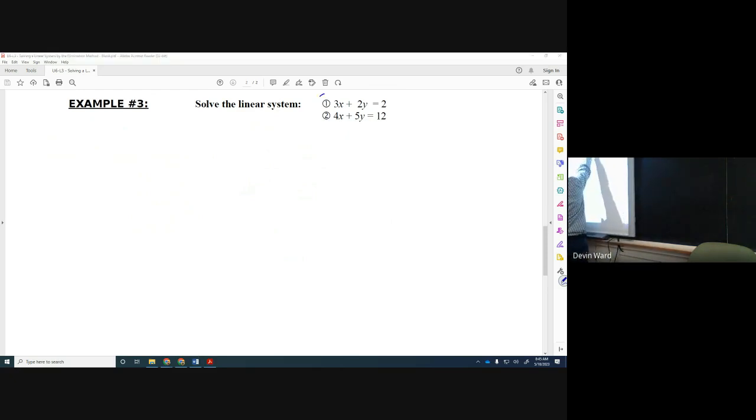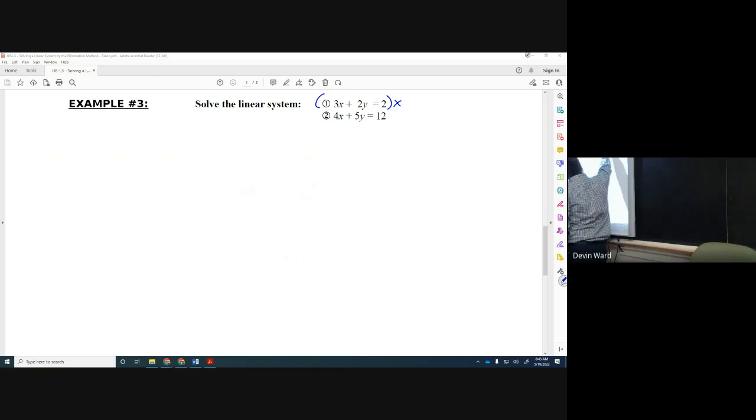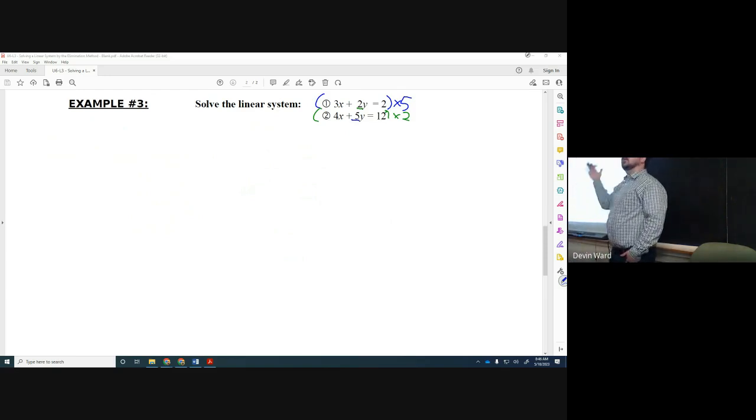Okay, so for my first one, if I know that I'm trying to get rid of the y's, I need a common factor, or a common denominator, between 2 and 5. Come up with 10. Perfect. So what I'm going to do is multiply the one with 2y by 5, and multiply this one by 2. Okay, so they kind of switch. I get that 2 from there, I get that 5 from the other equation. So let's multiply it by the coefficient on the other equation.